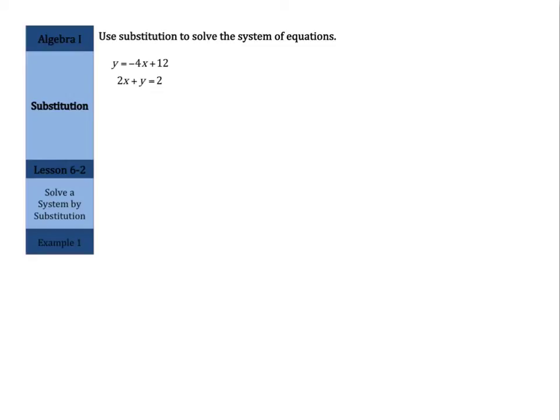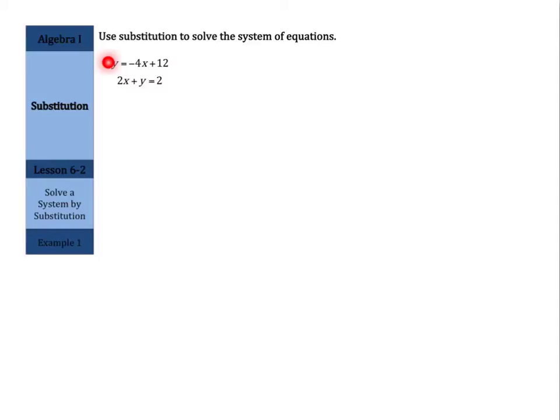Use substitution to solve the system of equations. Now we're not going to be graphing these here today. We have y equals negative 4x plus 12 and 2x plus y equals 2. Well, here step 1, remember, was when necessary solve at least one equation for one variable. Well, we're given y equals negative 4x plus 12. It's pretty hard to solve for one of the variables if you have 2 variables.